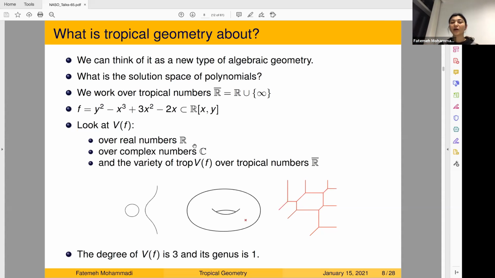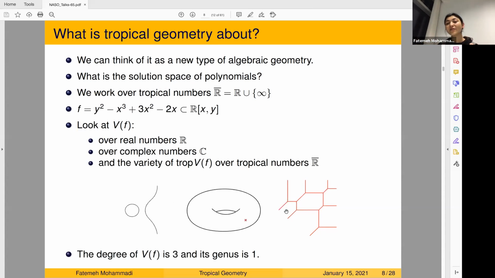So by degree, when you want to compute the degree, if you're in the plane, you would take an arbitrary line and intersect it with the real curve here. If you do this, you see that it would intersect 3 points in my real curve. So that's a degree 3 curve.